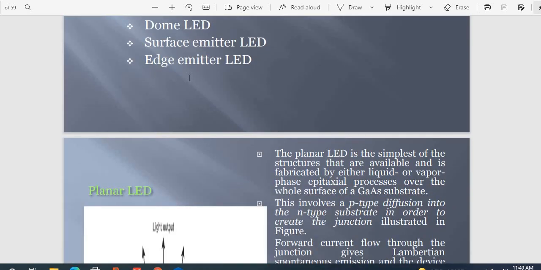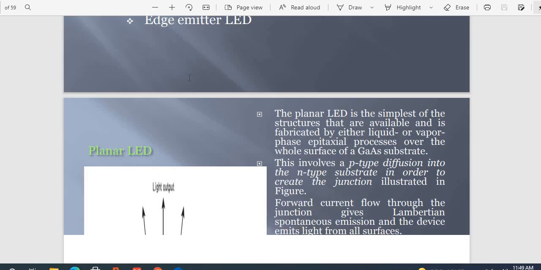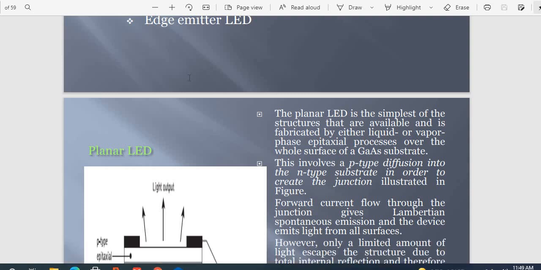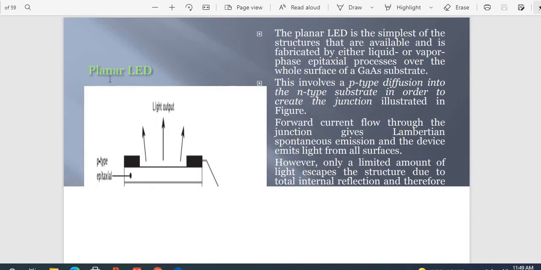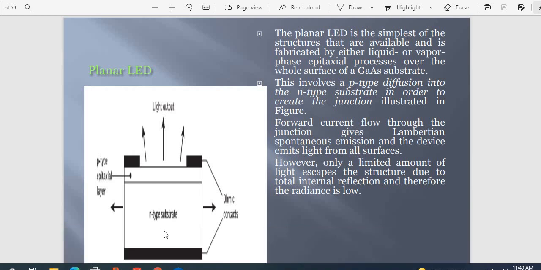So the first is planar LED. You can see the diagram of the planar LED here, students. There is an N-type substrate, a P-type substrate, an epitaxial layer, and ohmic conductors. Ohmic means obeying Ohm's law. Ohm's law is obeyed only by conductors. Ohm's law is not obeyed by semiconductors because of their non-linear nature. Ohm's law only explains linear behavior; it does not explain semiconductors.